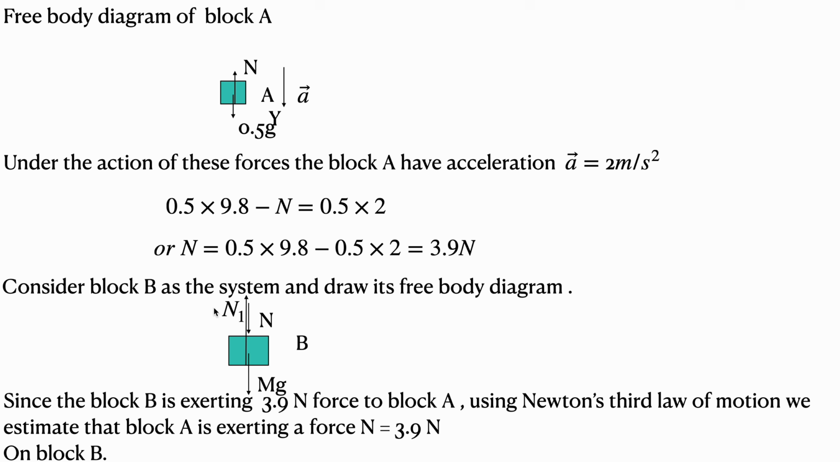Now let's consider block B as the system and draw the free body diagram. The forces acting on block B are the gravitational force in downward direction, the force N1 which is exerted by the elevator floor surface on block B, and force N which is the contact force of the surface of block A on the surface of block B. So we need to obtain the force N exerted by block A on block B. It will be equal to 3.9 Newton, and since it is acting on block A from block B, the force will be in opposite direction to the force acting from block B to block A, and the magnitude will be 3.9 Newton.